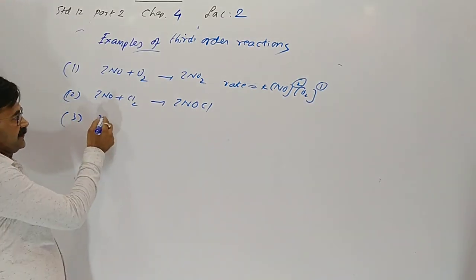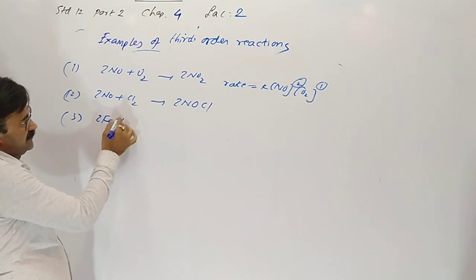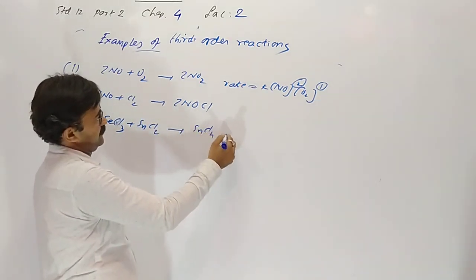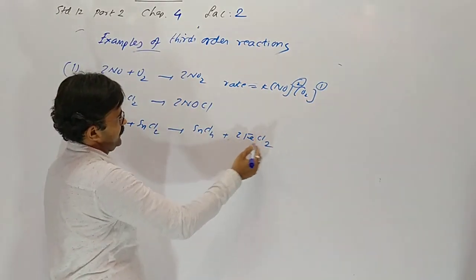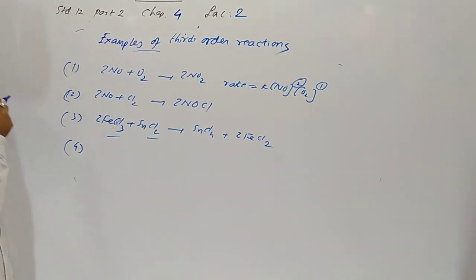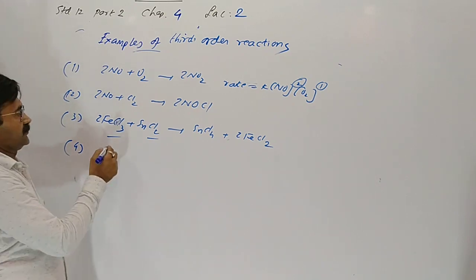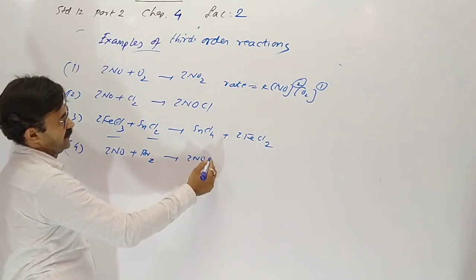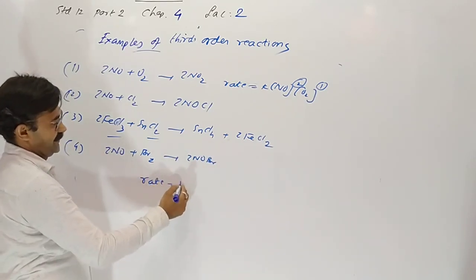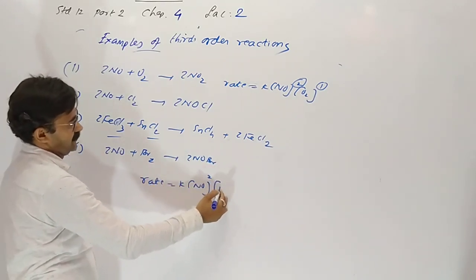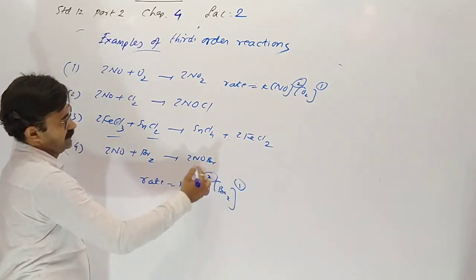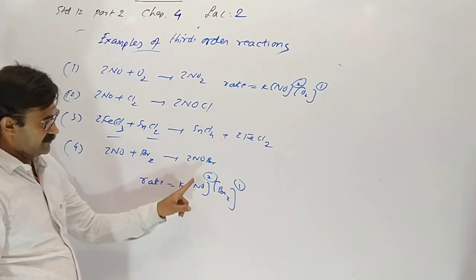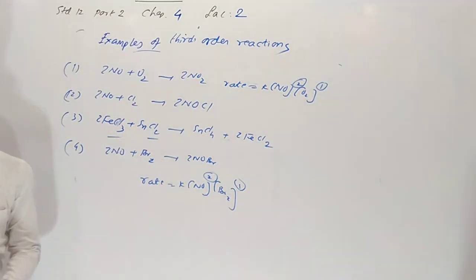2FeCl3 plus SnCl2 gives SnCl4 plus 2FeCl2. Here also the order of reaction is 3. Now 2NO plus Br2 gives 2NOBr. Here also rate equals K, [NO] raised to 2, [Br2] raised to 1. With reference to NO, order is 2. With reference to bromine, 1. So the total order of reaction is 3.